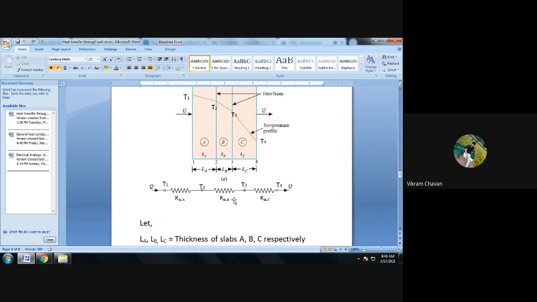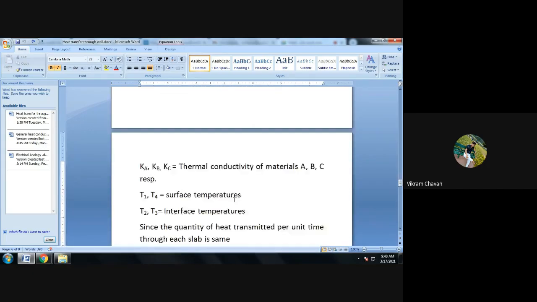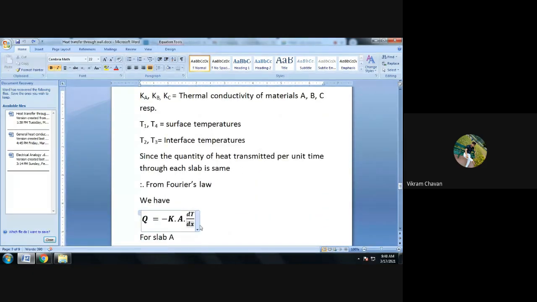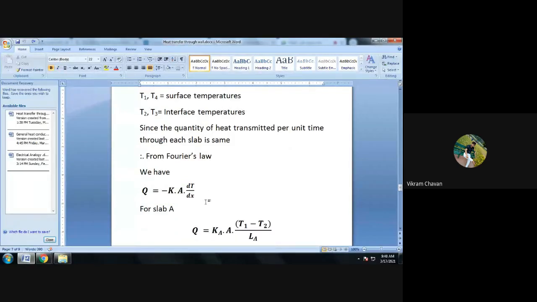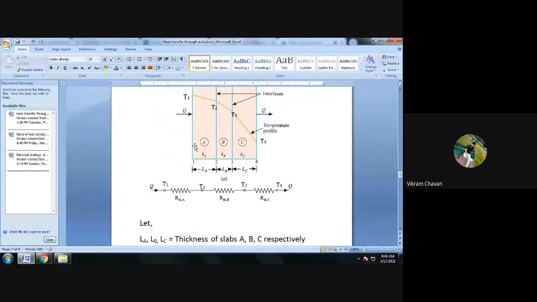Okay, so here in Fourier's equation also, we have to consider it as a constant, capital A, for slab A, B, and C. So for slab A, if you apply Fourier's law, slab A is nothing but what? This is the first slab.